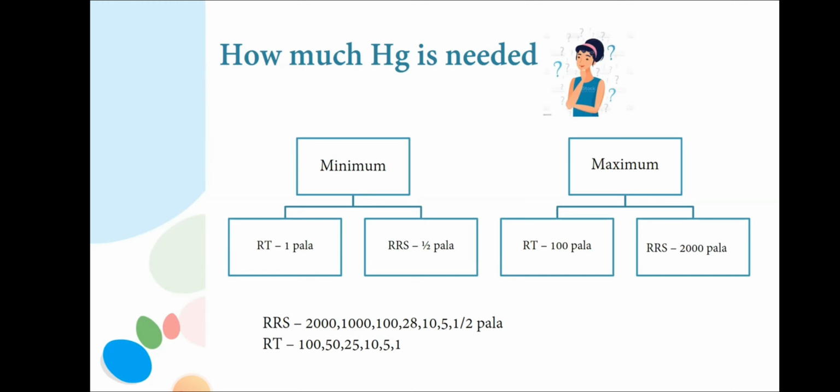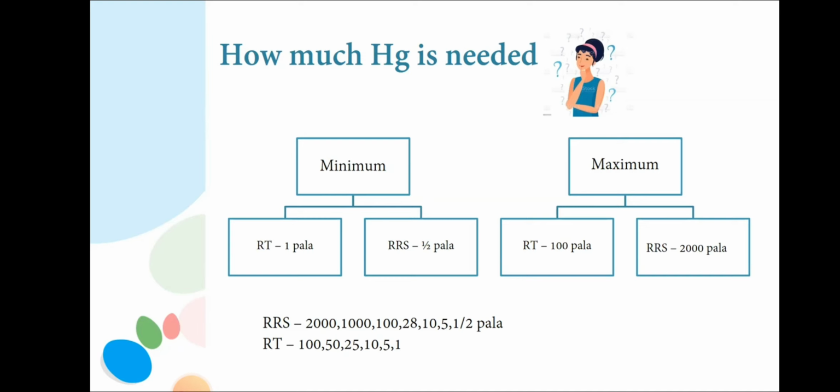So the upper limit, the maximum quantity of mercury is 2000 pala. That is, it will come around 96 kgs. And the lower limit or the minimum quantity of mercury needed is half pala according to Rasaratna Samuchaya. It will come around 24 grams.